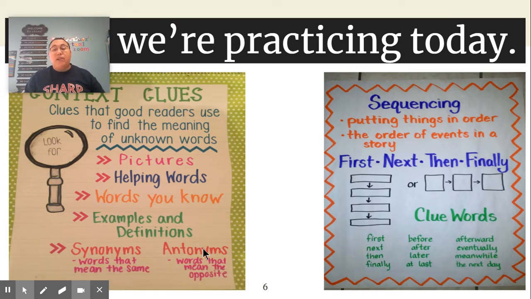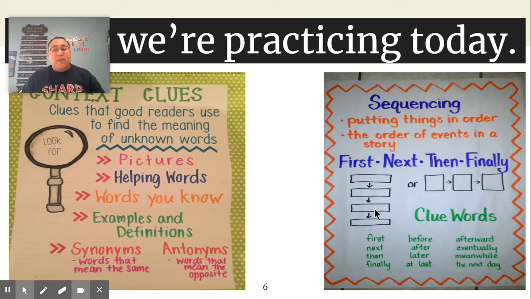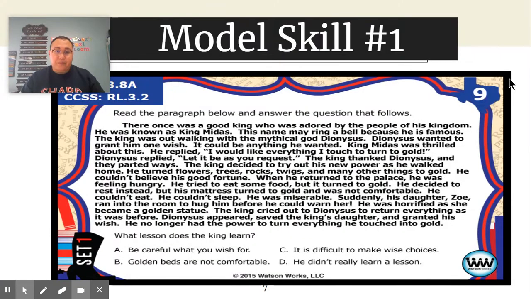Sequencing is when we put things in order and we follow the order of events, so beginning, middle, and end. And also, sometimes we see these graphic organizers, and sometimes one of the events is missing, and we have to decide what event came between this and this. How do I find that missing event? So today we're going to practice this with some task cards.